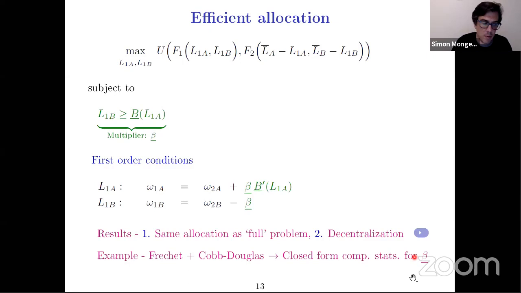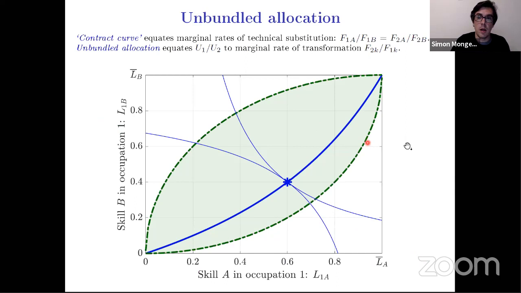Okay, so I'm going to go through these two types of allocations, and I want to move from thinking about differences in skill prices for each skill across occupations to the differences in skill prices within each occupation, which are again key for what we're interested in here, which is within occupation inequality. So the first is this unbundled allocation where the constraint is slack. Now we've got this stuff in blue. The thick line in blue is the contract curve. It's the set of all the points where the marginal rates of technical substitution are equalized across occupations. And so the marginal rate of substitution of skill A relative to skill B are the same.